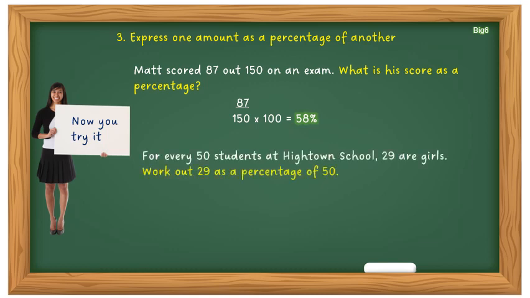For every 50 students at Hightown School, 29 are girls. Work out 29 as a percentage of 50. Pause the video. How did you do? Well, again, if you got 58%, well done.